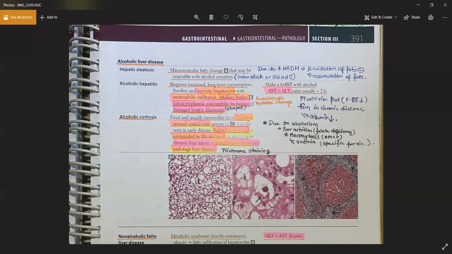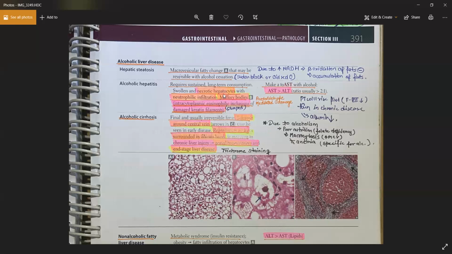As you can see, this is the cytoplasm. Within the cytoplasm, you will see some pinkish or eosinophilic structures, or eosinophilic inclusions. These are known as the Mallory bodies, highly specific for alcoholic hepatitis. Okay, the Mallory bodies. Please remember that.